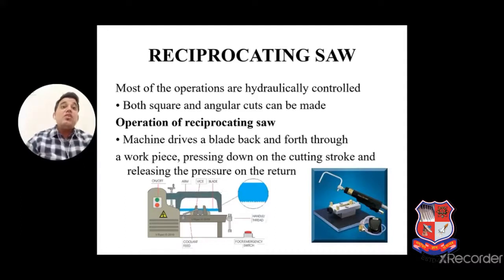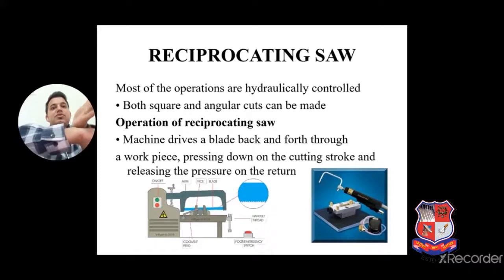And when the angular cutting is there, at that time our blade should be inclined. There are two arrangements. Either we incline our job and do the straight cut, or, in the second position, we incline our blade frame so it will cut in an inclined manner. For that purpose, very high accuracy and proper measurement is required.